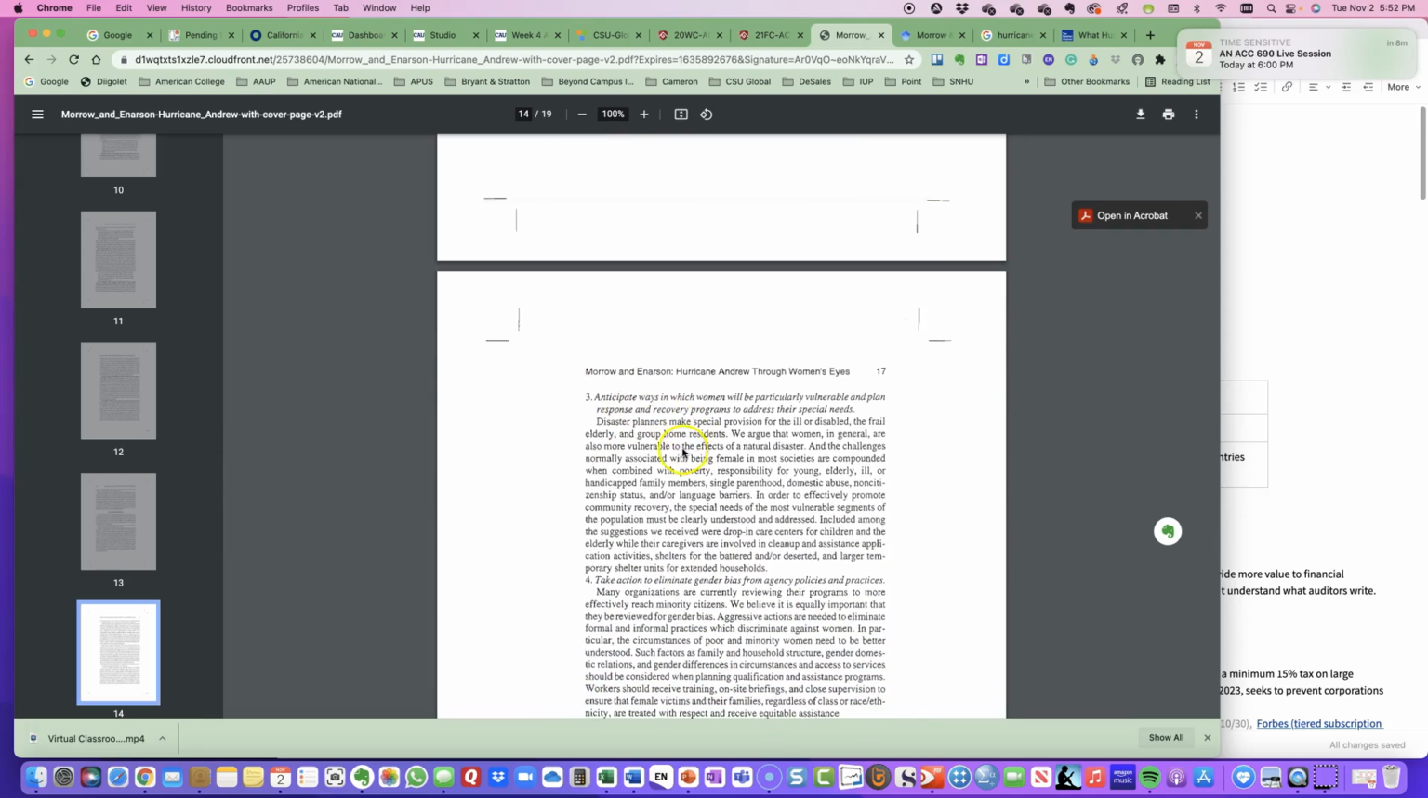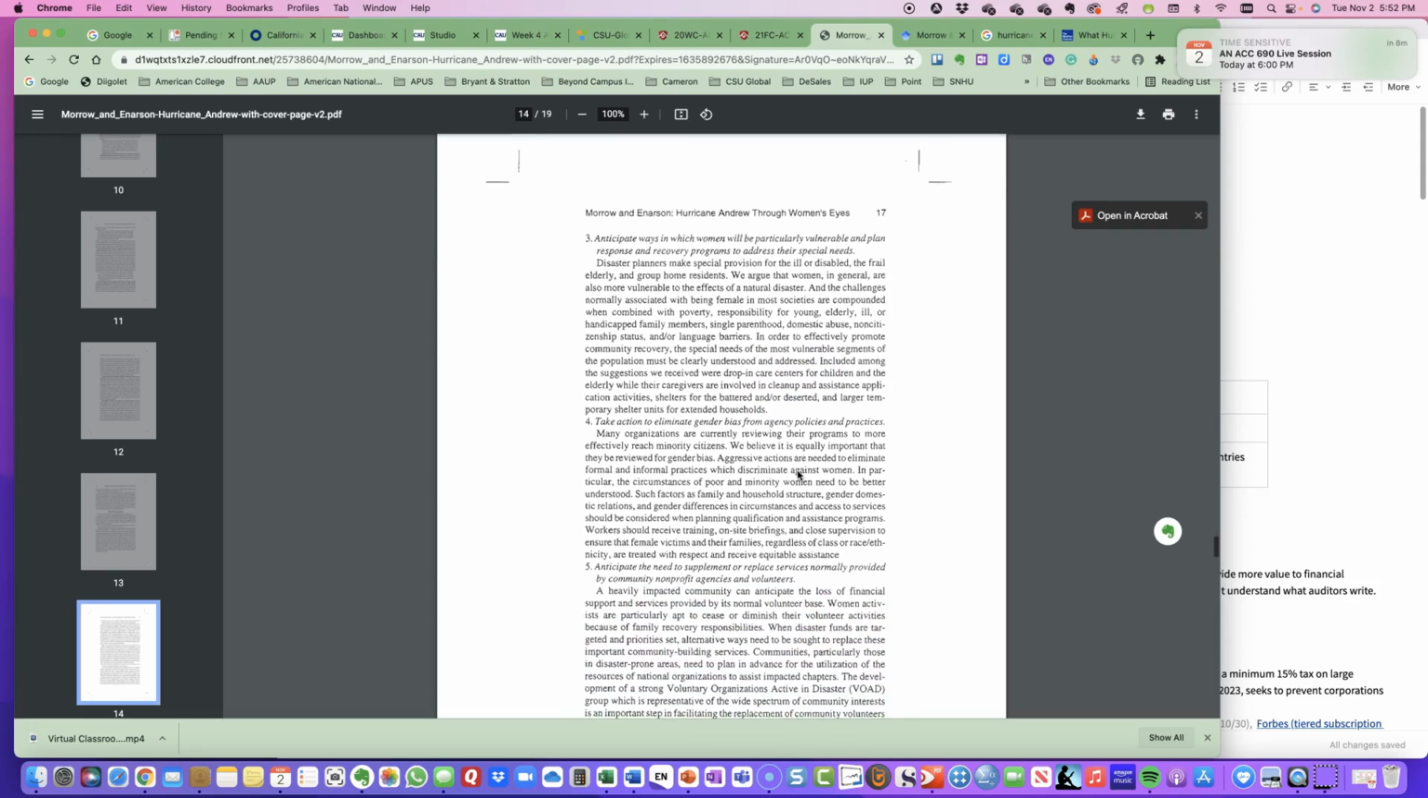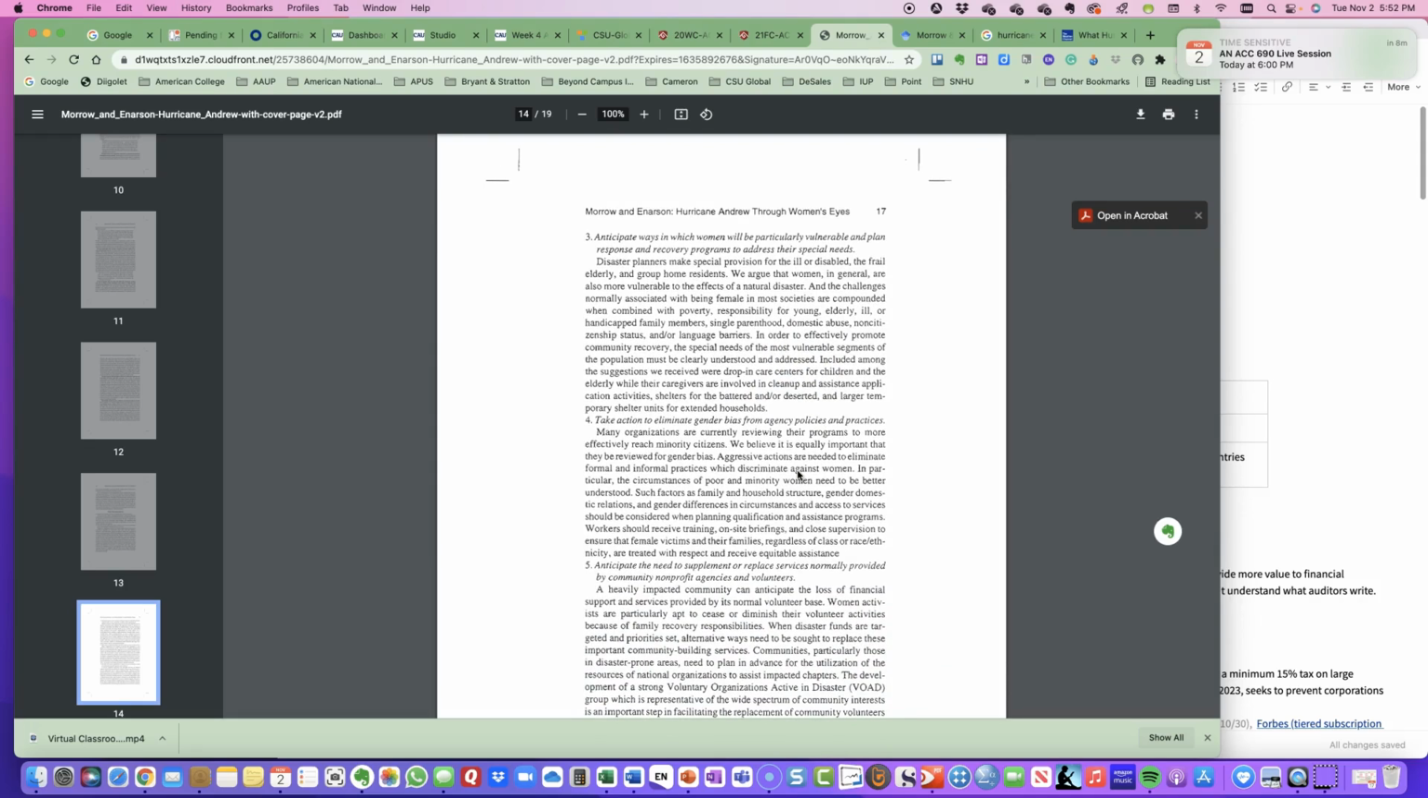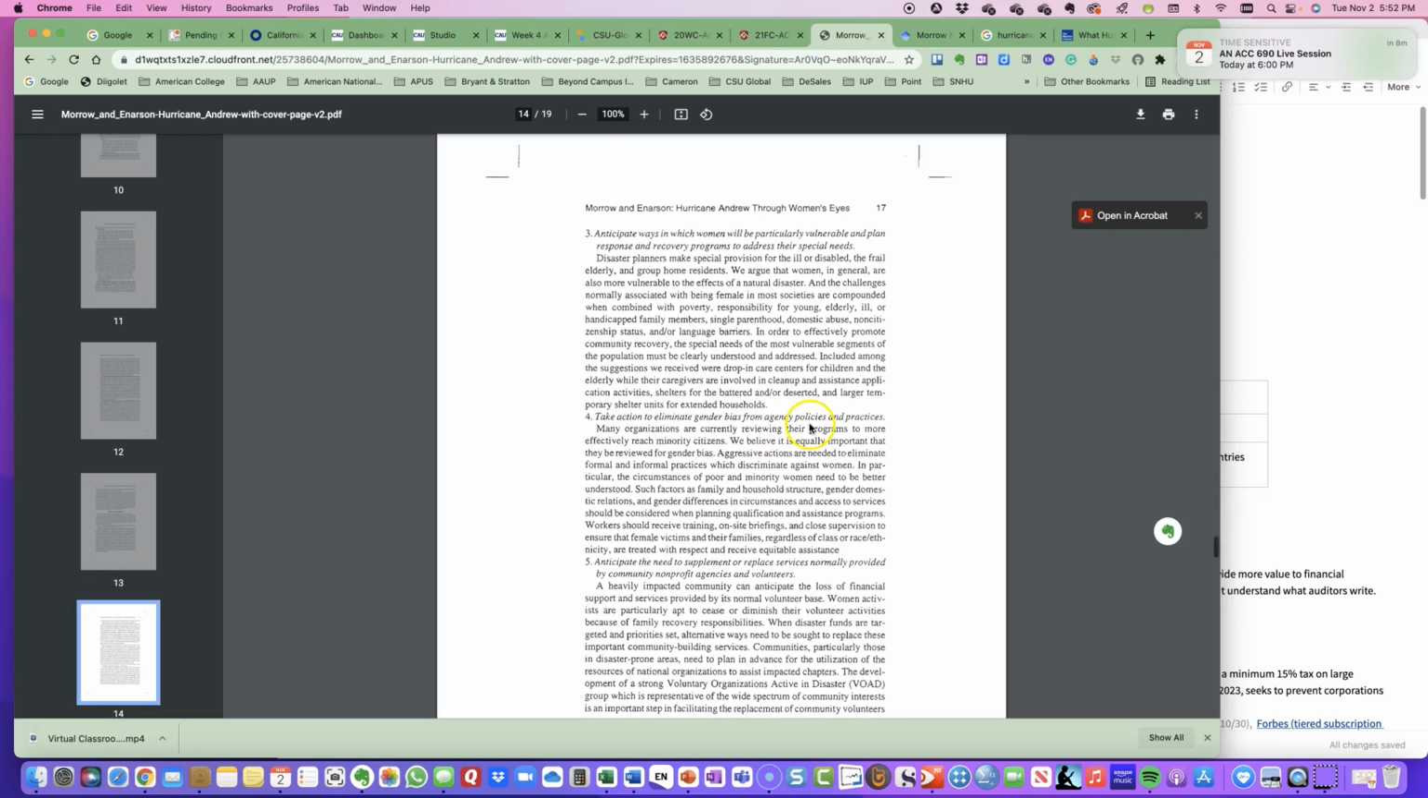Then we see anticipate ways in which women will be particularly vulnerable and plan responses and recovery programs to address these special needs. So as a disaster planner, you want to make these special provisions. So if you're ill or disabled, or you're an older person, or you're in a group home, you're going to address these special needs as well. Especially during a hurricane where you can lose power, you don't have access to your medication. And then take action to eliminate gender bias from the agencies and their practices.